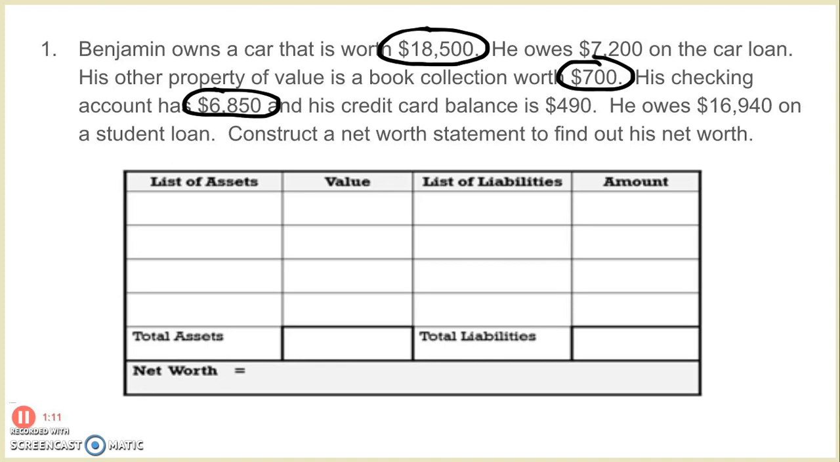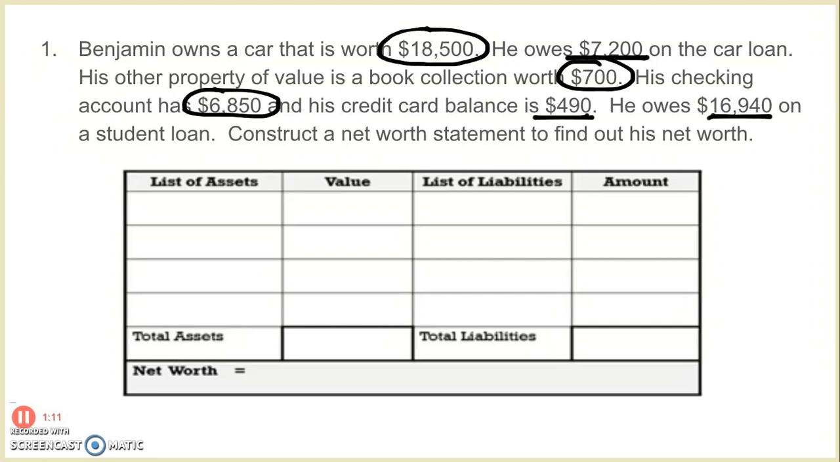Now our liabilities are things that you owe on, okay? So you need to pay them off. So he owes $7,200 on the car loan, so let's underline that. He has a credit card balance that he has to pay off. That's also a liability. And he owes $16,940 on a student loan. So now that we have our assets and liabilities categorized, let's go ahead and put them in our table.